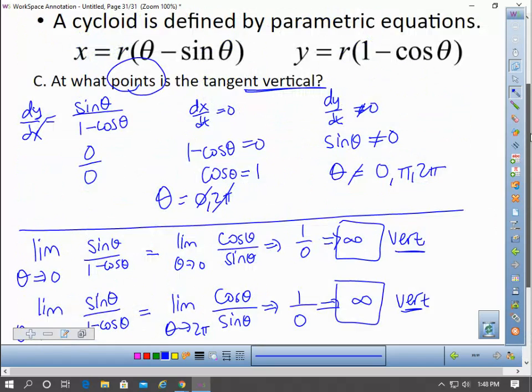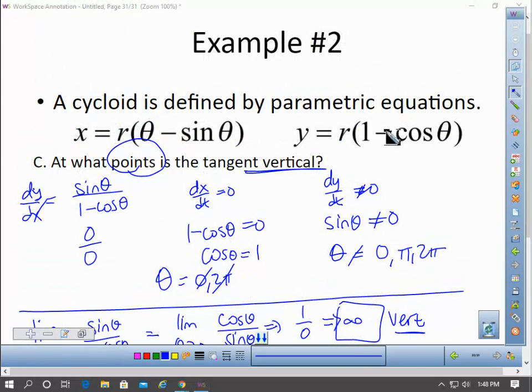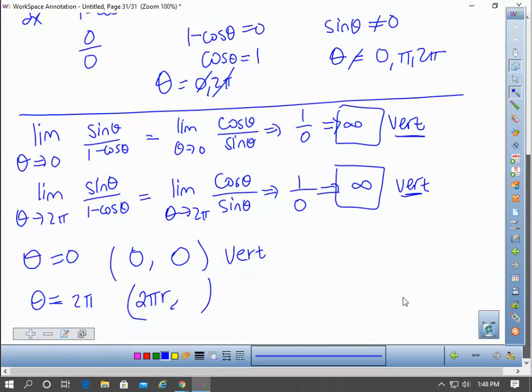Then I'm putting 2 pi into my y value over here. So the cosine of 2 pi is 1. 1 minus 1 is 0, so my y value is going to be 0. So that answer is (2 pi r, 0). And so I have a vertical tangent line there.